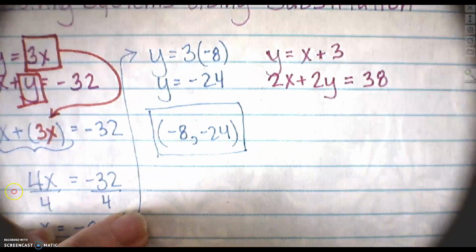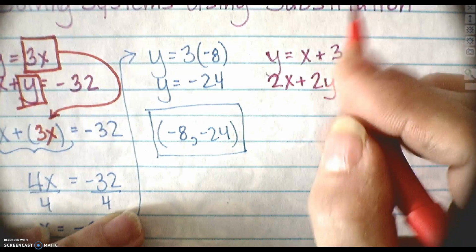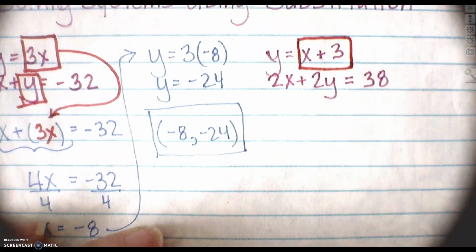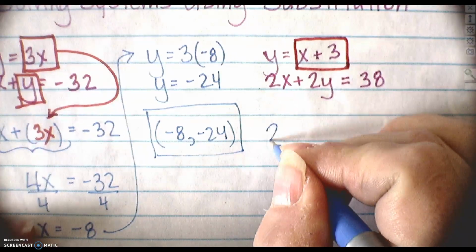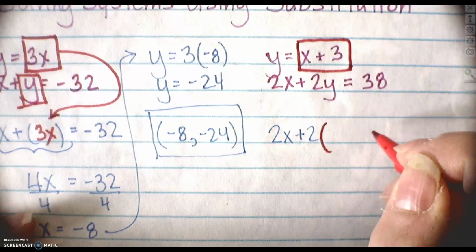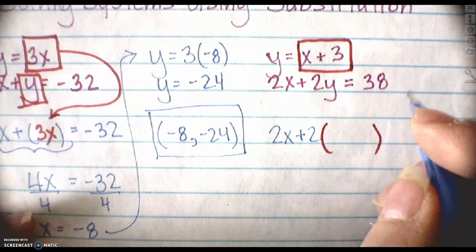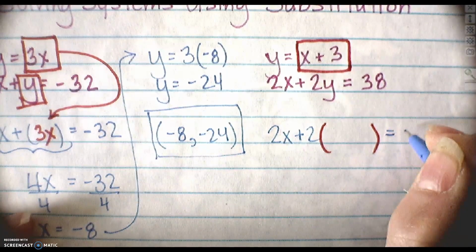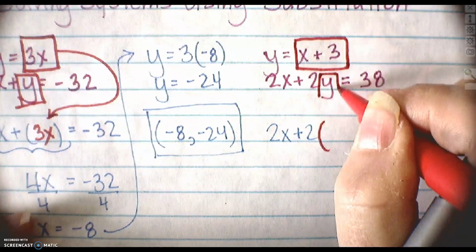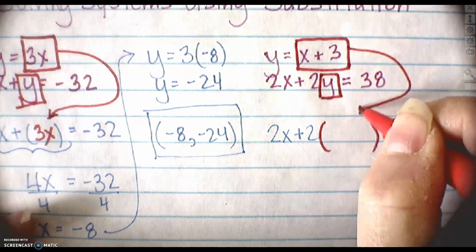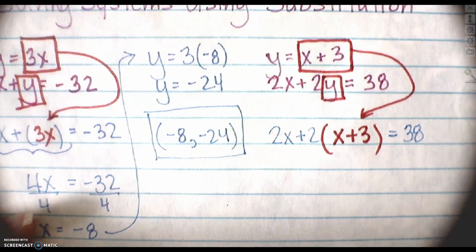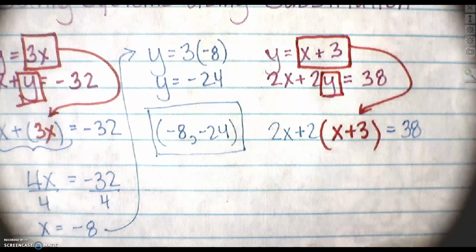Let's do one more. Our top equation is telling us what y equals. In this case, y equals x plus 3. So we're going to take our second equation, and instead of y, we're going to substitute. Instead of y, we're going to put what y equals. So instead of y, we're going to put x plus 3. If I'm going too fast, just pause the video and get yourself caught up.